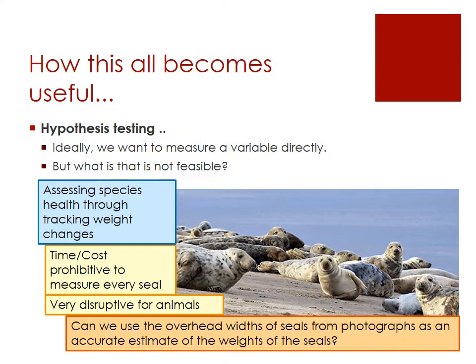So one possible solution for getting the data that we need that is timely, cost effective, and also best for the animals is to use photographs. The question is, can we use the overhead width of a seal measured from a photograph as an accurate estimate for the weights of the seals themselves? If this turns out to be a feasible relationship, it makes it a lot easier for us to collect a lot of data really rapidly. But we need to make sure there's a decent relationship so that our accuracy holds.